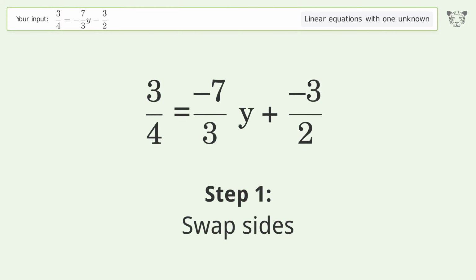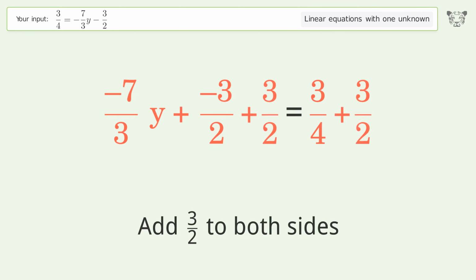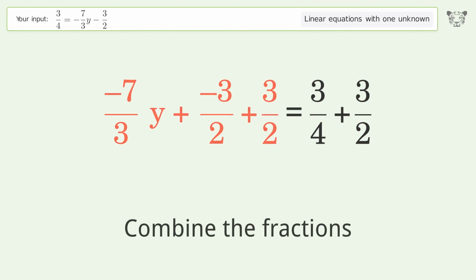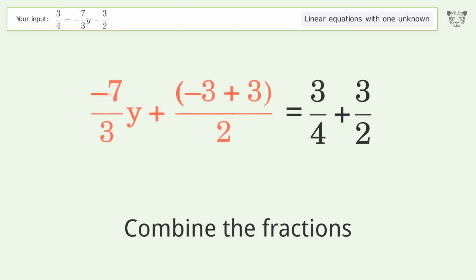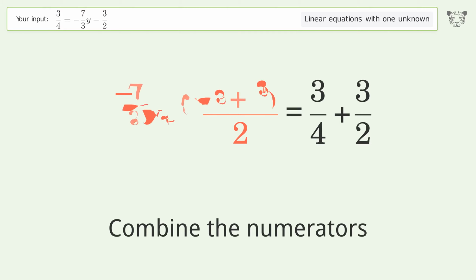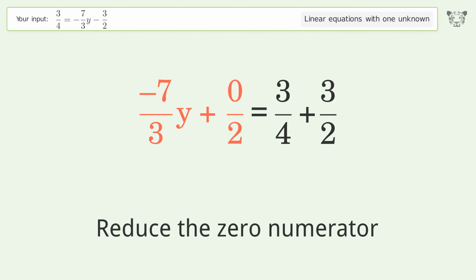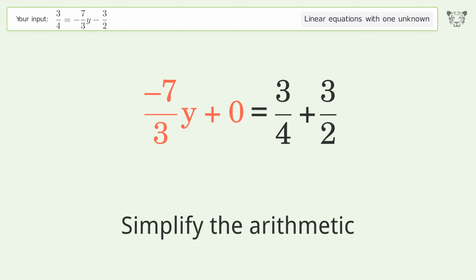Swap sides. Group all constants on the right side of the equation. Add 3 over 2 to both sides. Combine the fractions. Combine the numerators. Reduce the zero numerator. Simplify the arithmetic.